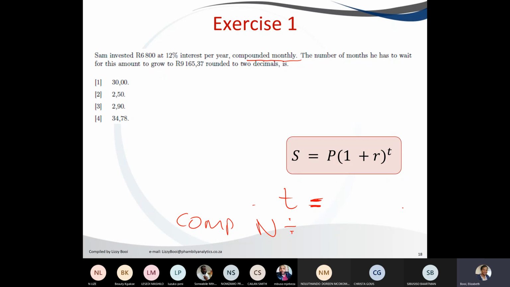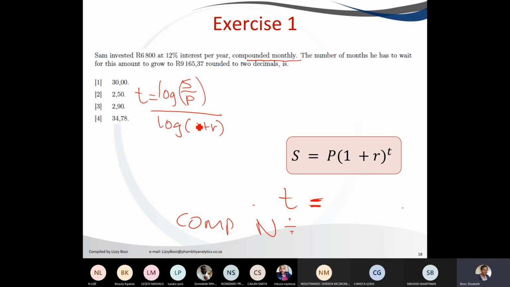Those who are using manual calculations, the formula, if I can rewrite it, will be S divided by P, but this will be the log of S divided by P, divided by the log of 1 plus R. That will be the formula you use.